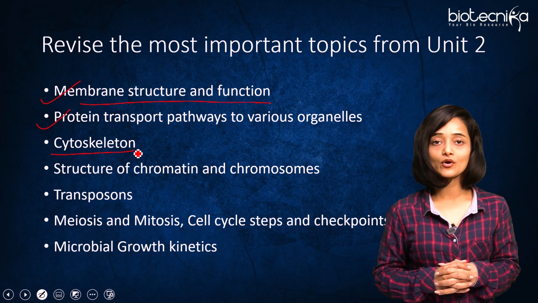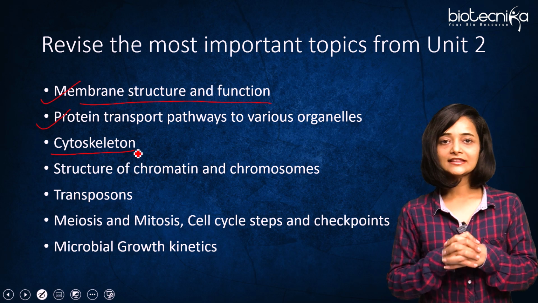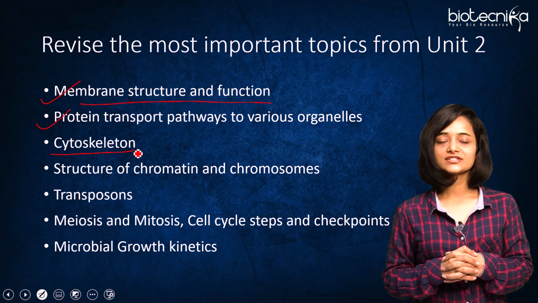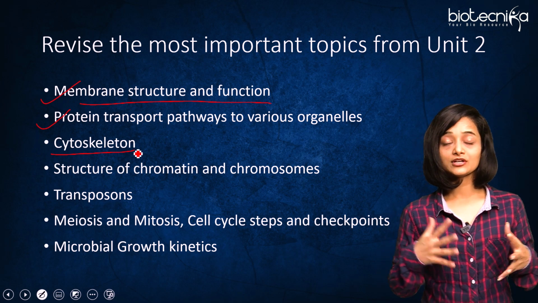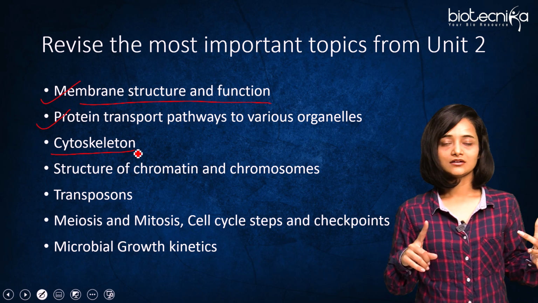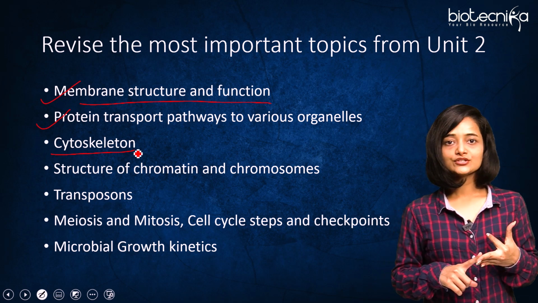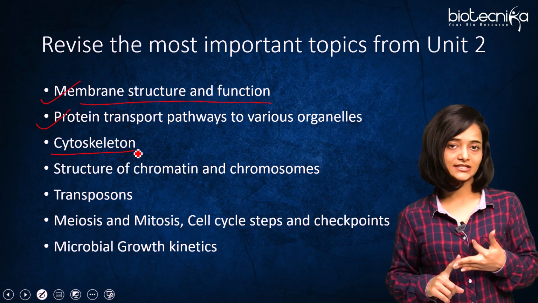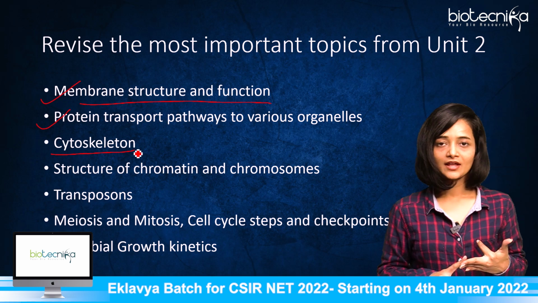The third major important topic of this unit is the cytoskeleton. In this, you need to study in detail the different types and components of the cytoskeleton, such as actin filaments, microtubules and intermediate filaments. You need to understand the difference between these types of filaments. You can use a comparative table to understand that.